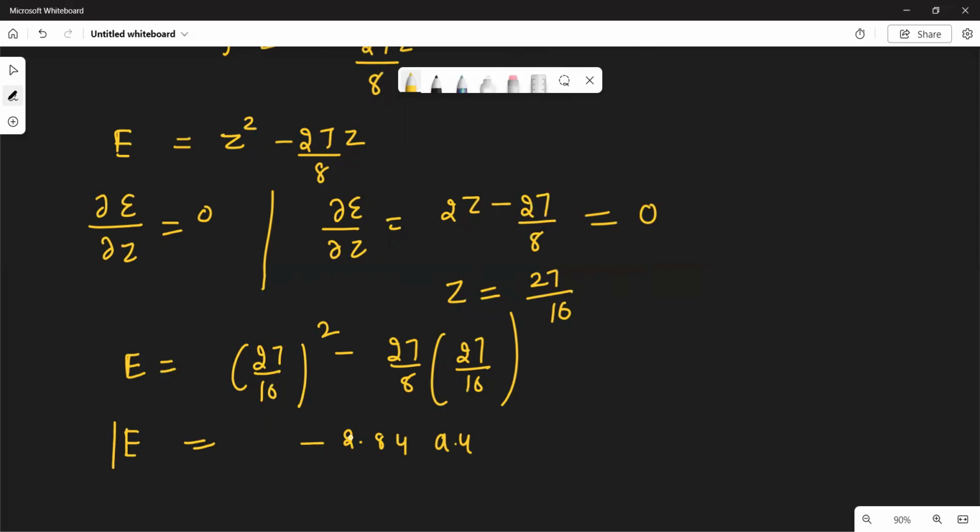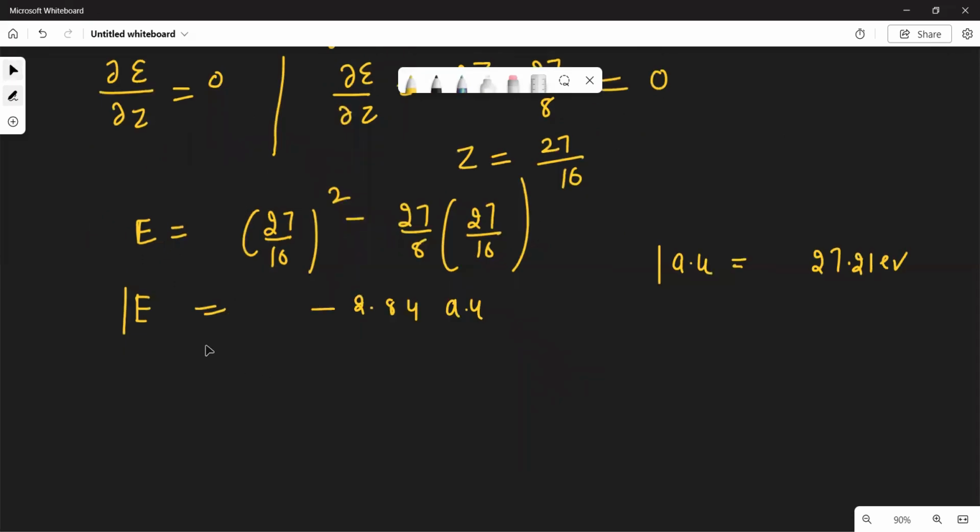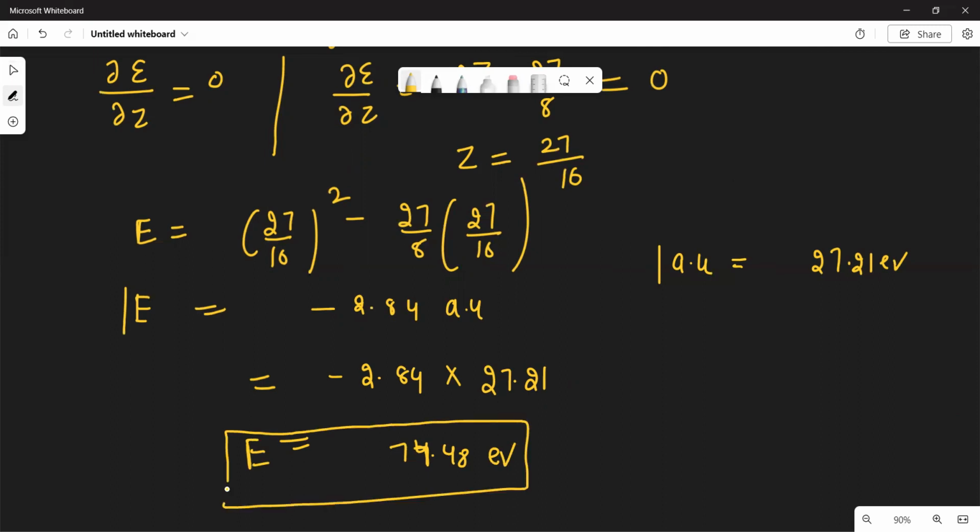Now, in order to get the energy in electron volt, we will use the relation between one atomic unit and the electron volt, and that is equal to 27.21 electron volt. Okay, so we will convert the unit by multiplying 2.84 by 27.21, and finally you will get the final result of minus 77.48 electron volt. Okay, so this is the ground state energy of the helium atom that we are getting from the trial wave function using the variation method.